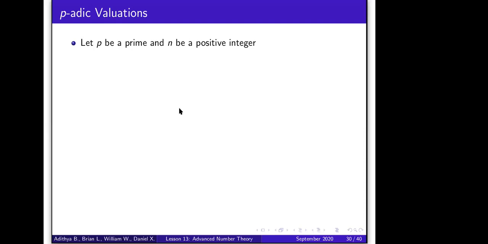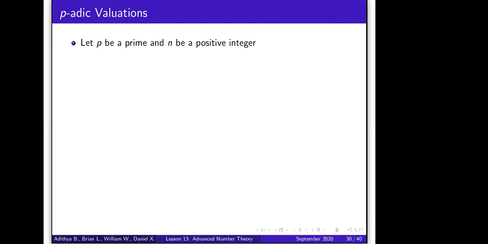Okay, so the next section of our class will be talking about, in short, VPs. The official name we have here is p-adic valuations, but it's not terribly important. So to begin, suppose that we have a prime p and a positive integer n, and we want to know how many times p goes into n. Well, we define this quantity as the p-adic valuation of n.